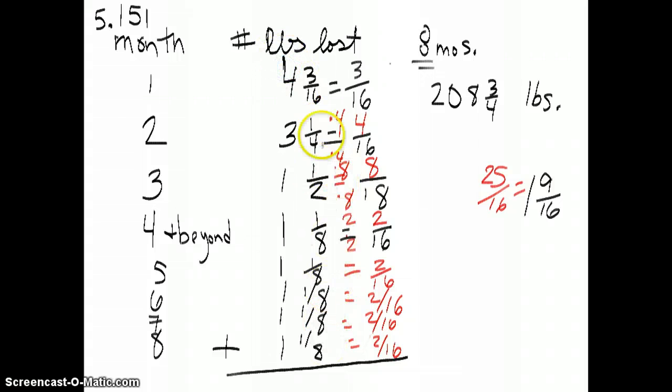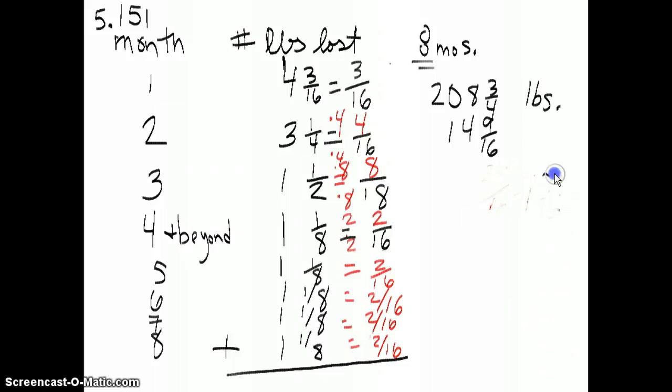So now we need to add up all these whole numbers. 1 plus 4 is 5, plus 3 is 8, 9, 10, 11, 12, 13, 14. So 14 9/16 is the total number of pounds that someone would lose if they were on this diet for 8 months. So let me just create a little bit more space over here.